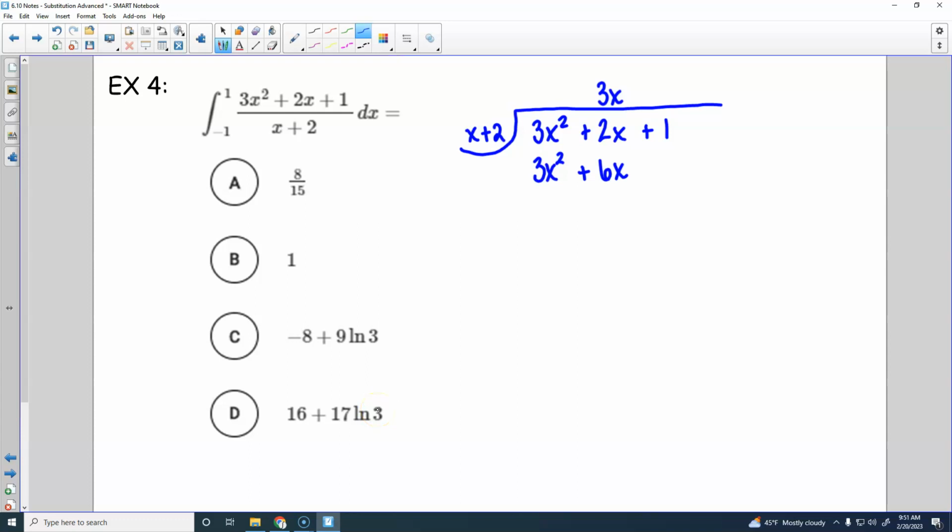So just like division, we divide, multiply, subtract, bring down. So we subtract here, and the 3x squareds will cancel, which is what we wanted. We get a negative 4x here. This time we do have stuff to bring down. We're going to bring down that plus 1.